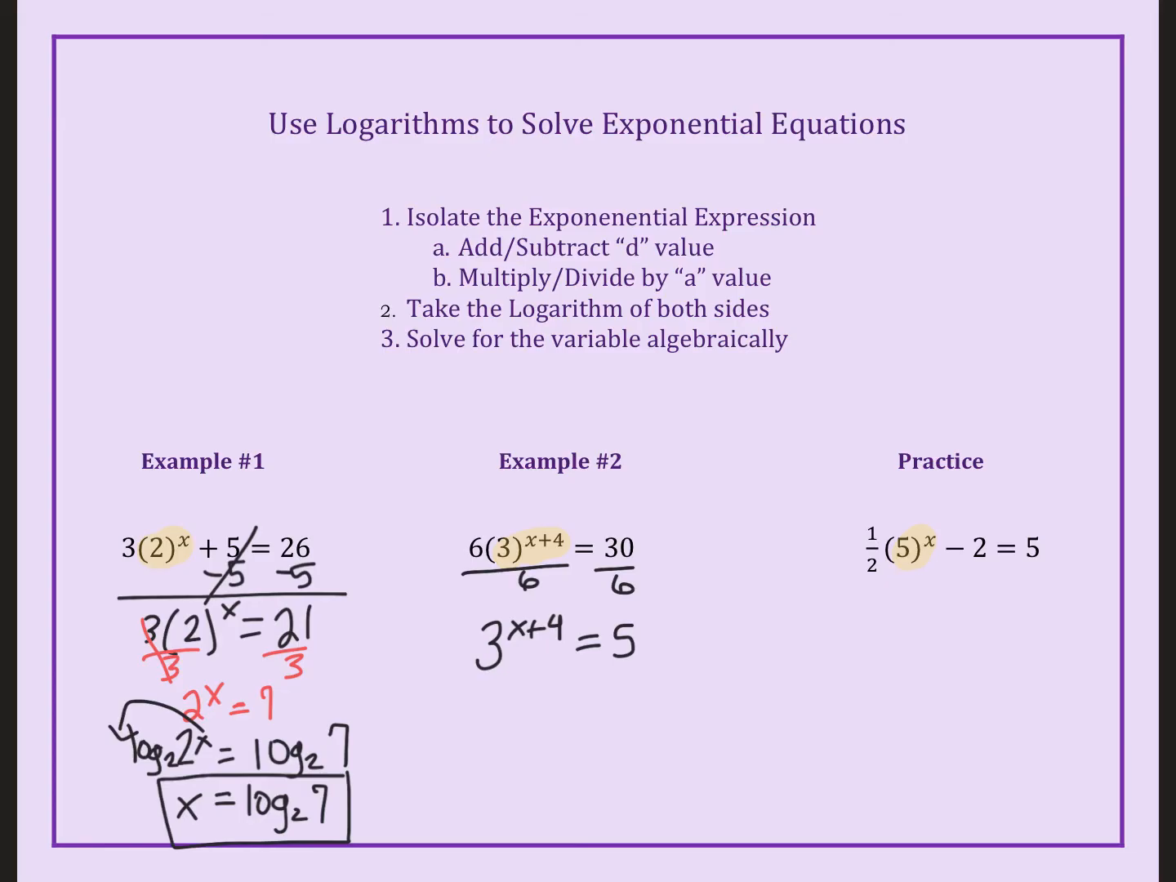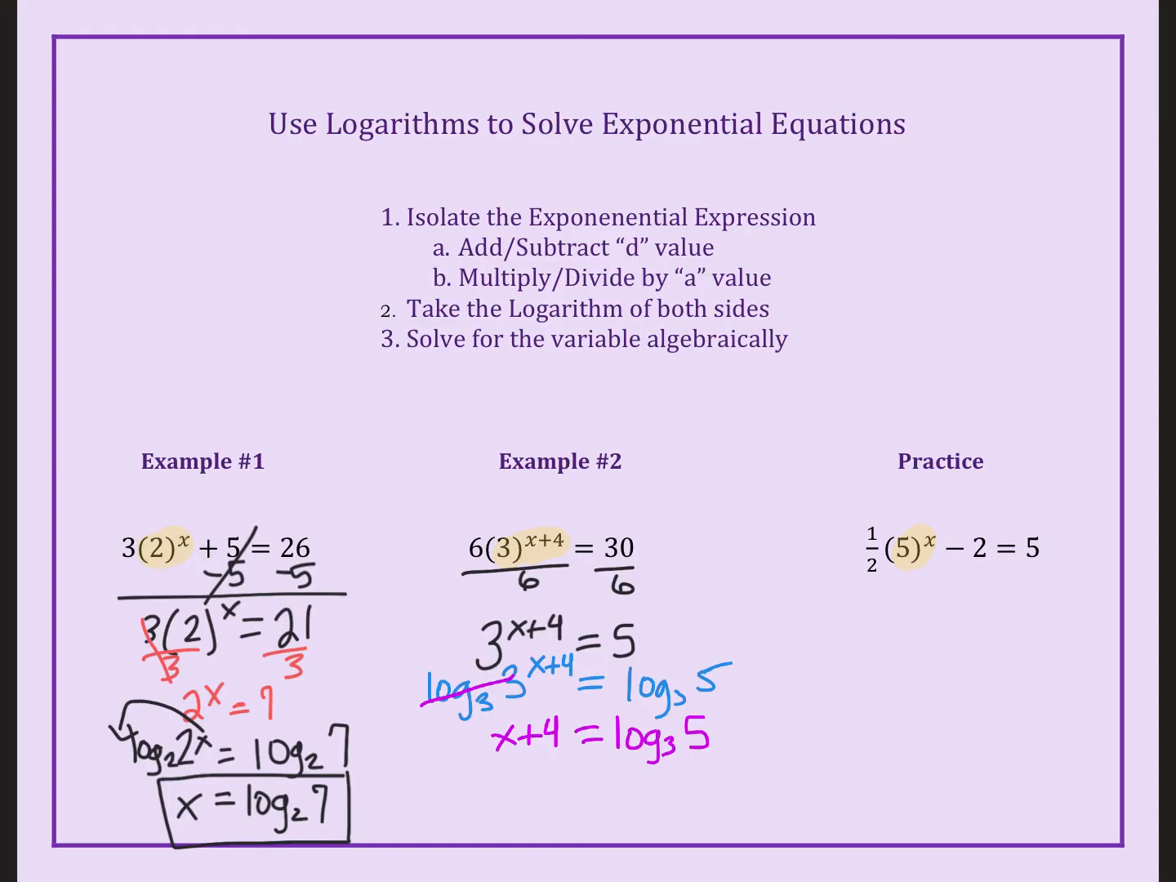Now I want to take the logarithm of both sides. Well, I have a base 3 here, so the way to get rid of this base 3 is to take the log base 3 of both sides. So if I take the log base 3 of 3 to the x plus 4, and I take the log base 3 of 5, these logs are actually a value of 1. And using the power property, I'm left with x plus 4 equals log base 3 of 5.